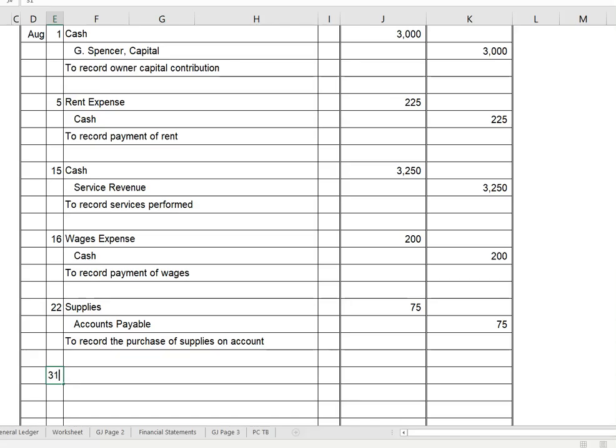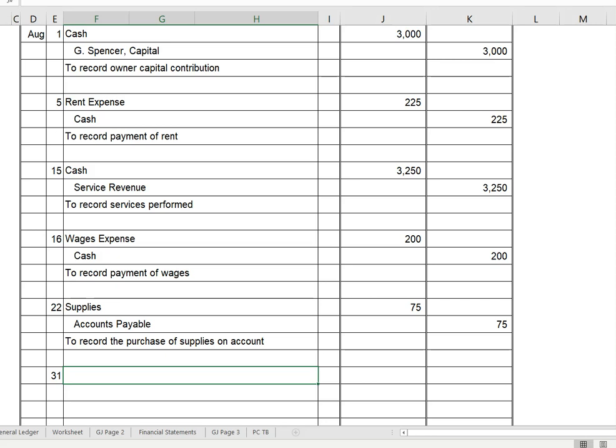So we're going to put the 31st here. So she withdrew cash. That means she is reducing her cash balance. We're going to credit cash, and we're going to debit the drawing account. The drawing account works in conjunction with the capital account. When we increase capital, it's a credit. She's actually decreasing her capital because she's taking money out, right? So that's going to be a debit.